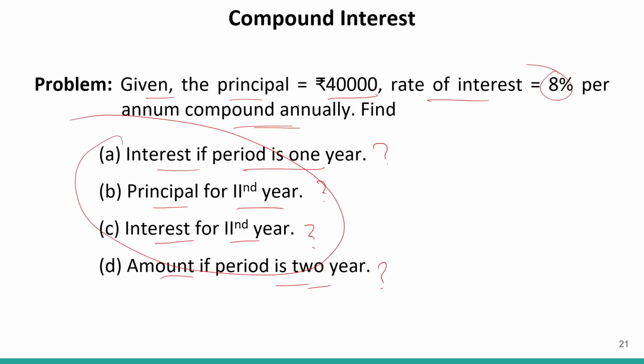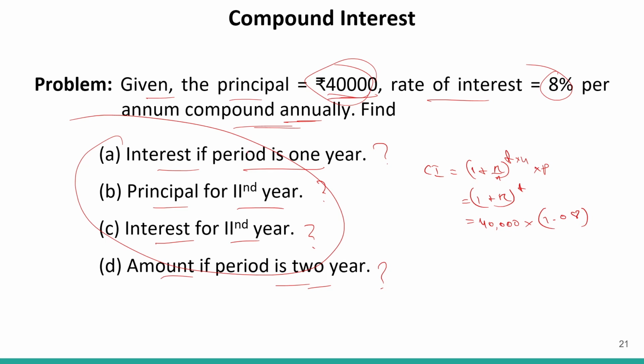Given the principal amount is 40,000 and the interest rate, the CI formula is P into (1 plus r) whole power t. Because it is compounded annually, n is equal to 1, so t into n is equal to t. We are given this much into P, where the principal amount is 40,000. So 1 plus r will be 1.08 whole power.